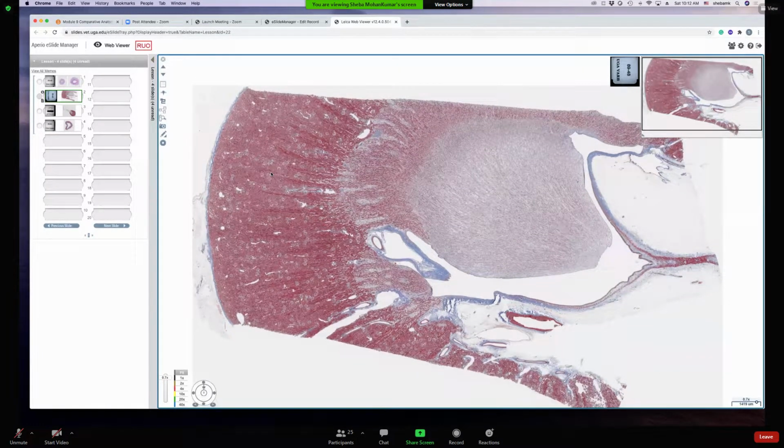So let's look at this section. This is a section of a kidney. Very good. This part is the cortex, and from here to here is the medulla. This would be the urinary pelvis, like the renal pelvis is what we call it.